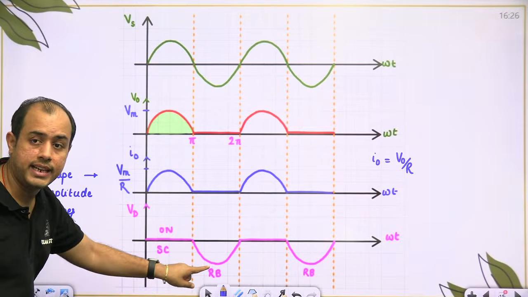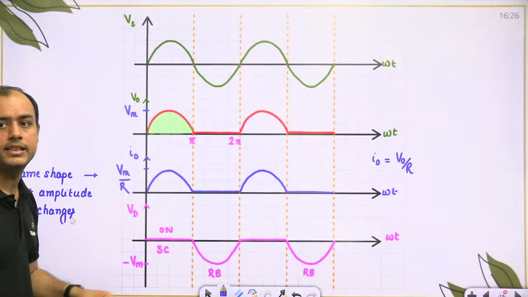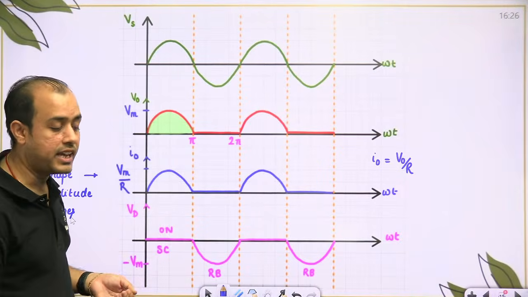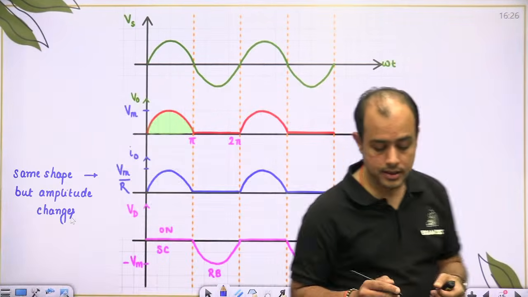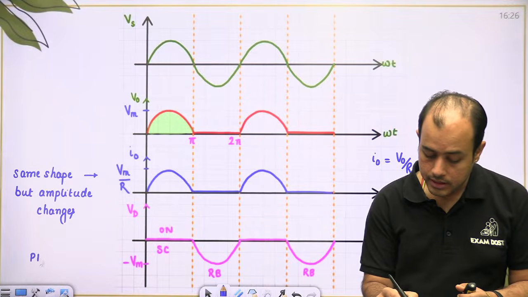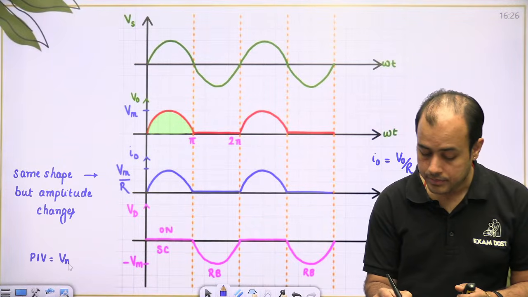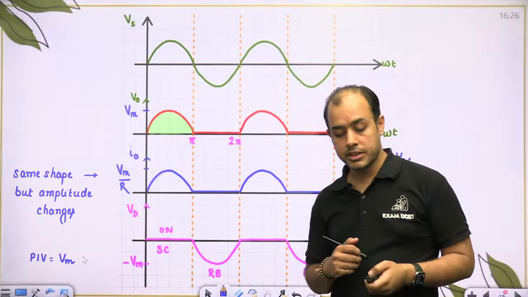Now you can see the maximum negative voltage is minus Vm. So PIV is written as Vm. ठीक है, ये बात समझ में आ गई?